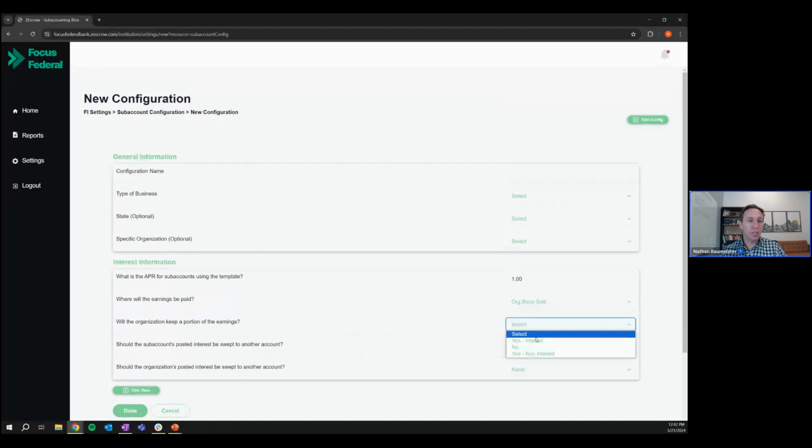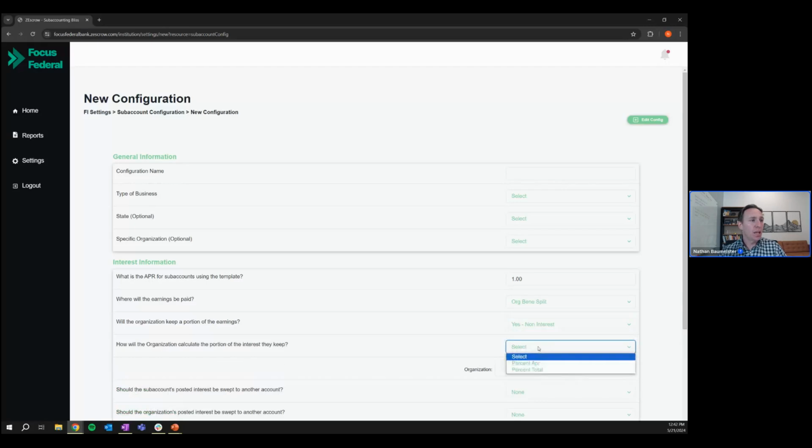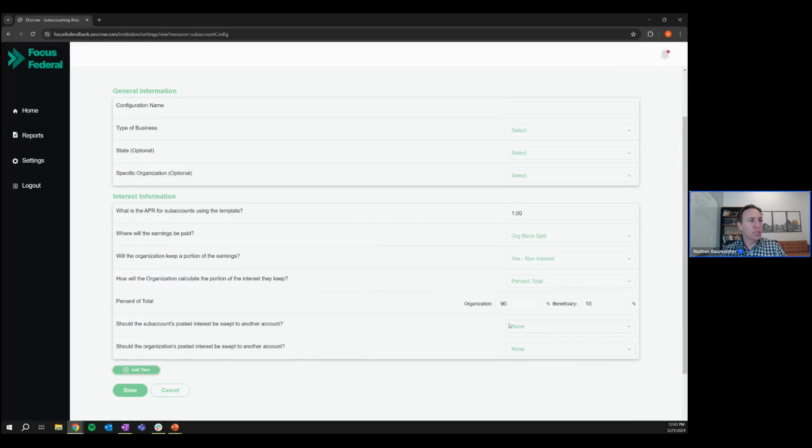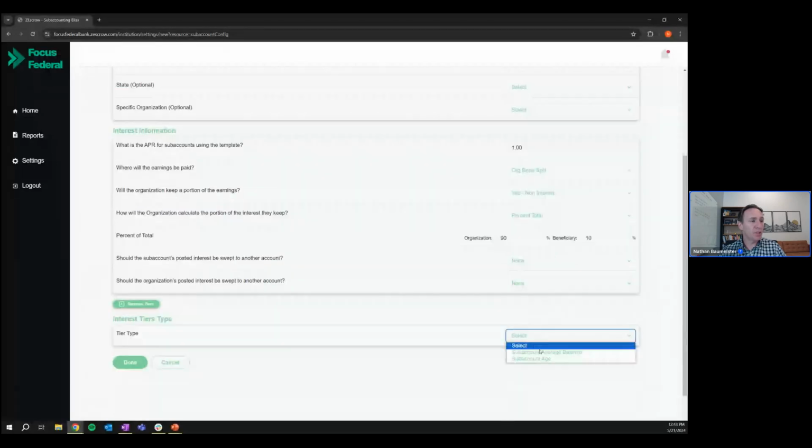If there's a split, how is the organization going to keep a portion of that interest? Is it going to be as interest, or is it going to be as a fee? Again, it depends on how it's set up. And then from there, how do we actually split it up, and what's that percentage? Does the interest that the organization keeps need to be swept to another account? There's a lot of different things. Do we need to add tiers in regards to balance or based off of how long the age is?